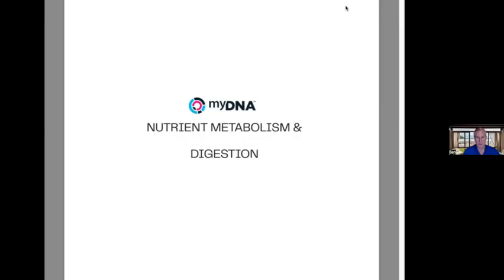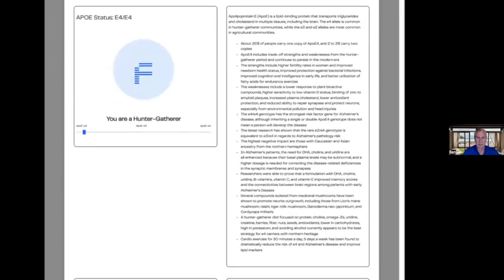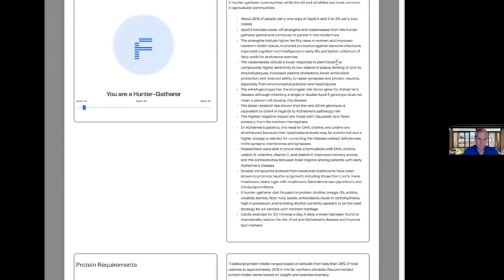So the test always opens up to the start, which is nutrition, metabolism, and digestion. This is actually a real case, so we're going to take a look at it as if it were you or your patient. This person has the APOE status. This is always where we start.